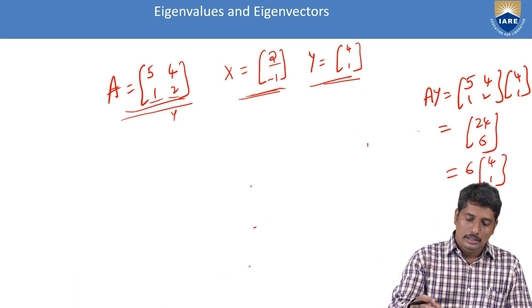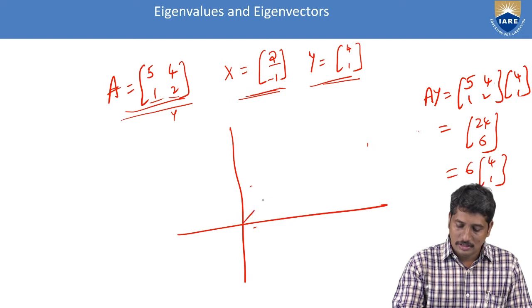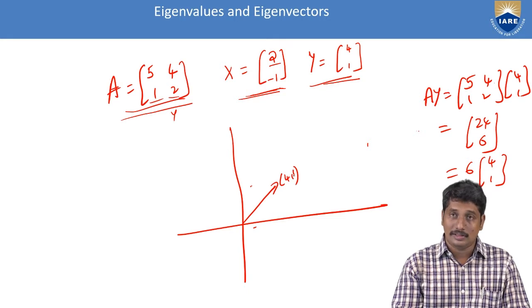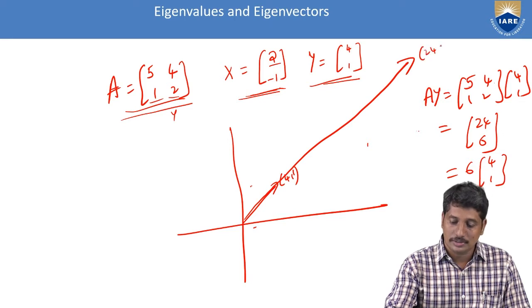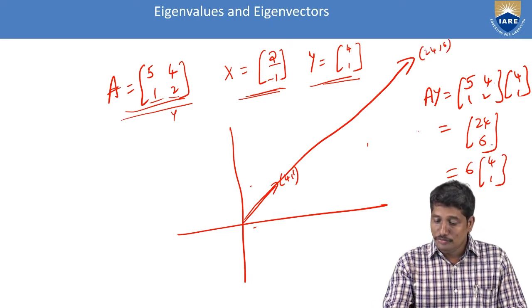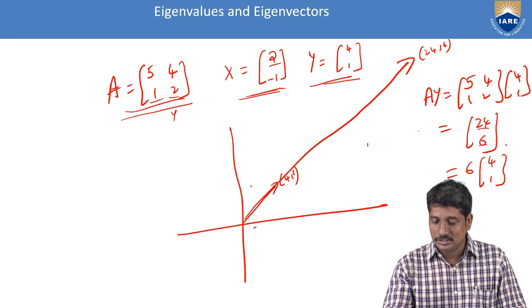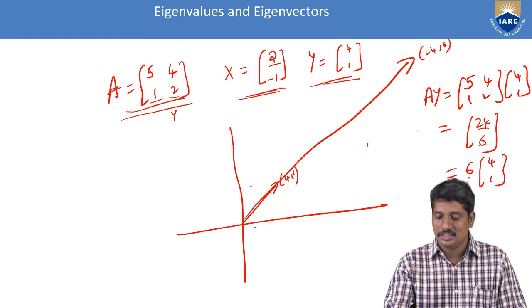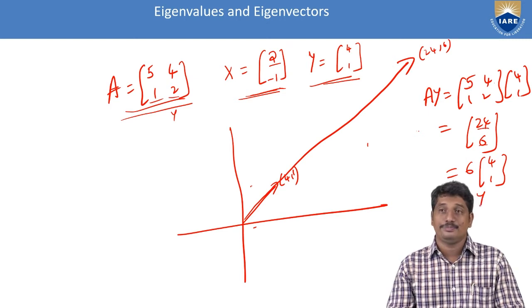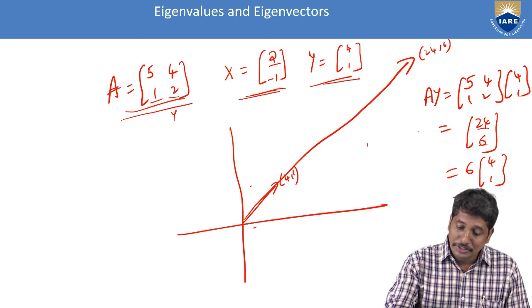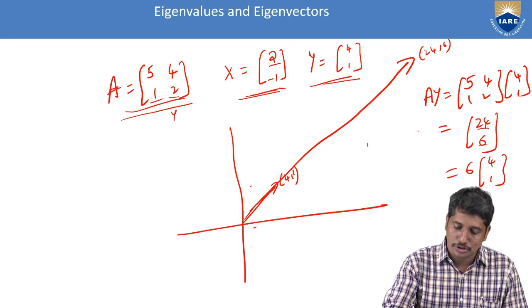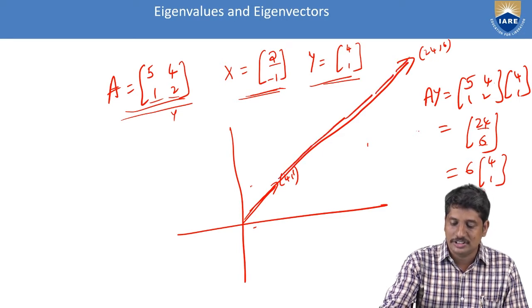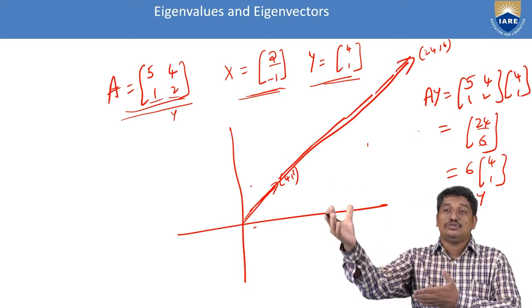We have observed the vector (4, 1) before the multiplication with A, and after multiplication it is (24, 6). If you take 6 common from 24 and 6, then it is 6 into (4, 1), that is 6 into y. That means the vector is continuing in the same direction and its magnitude has been raised to 6 times. The magnitude is extended to 6 times.